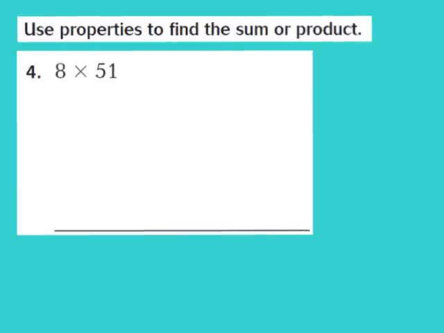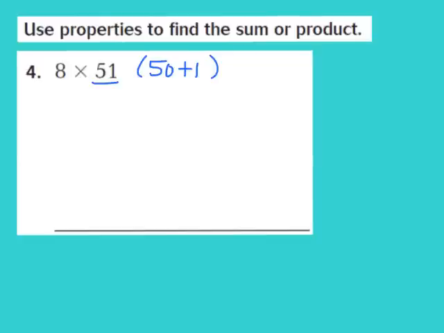Now, let's look at question number 4. The directions say once again to use properties to find the sum or product. For question 4, the problem is 8 times 51, so I know I'm going to be finding a product. Now, when I look at the problem 8 times 51, that's not a very simple problem for me to solve mentally. So what I ask myself is, is there a way that I could break apart that 51? So let's think about this. If I were to break apart the 51, I could break it apart as 50 plus 1. Now that I have 50 plus 1, those would be two very easy numbers for me to work with mentally.